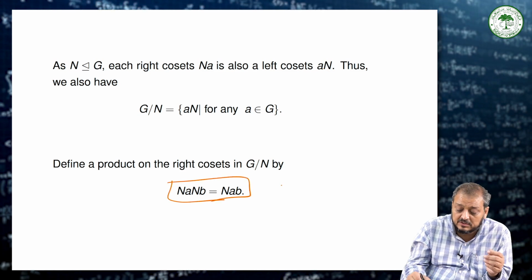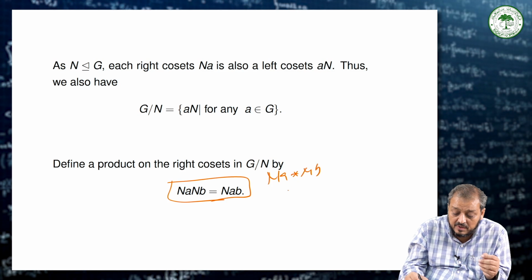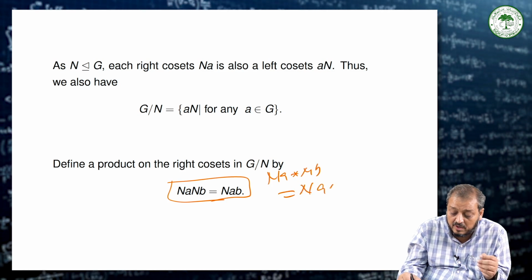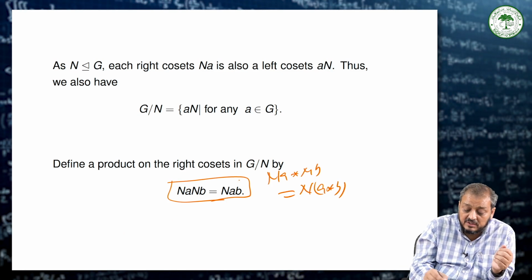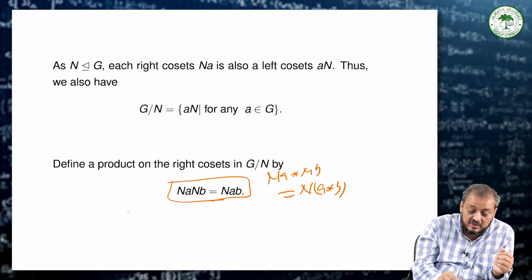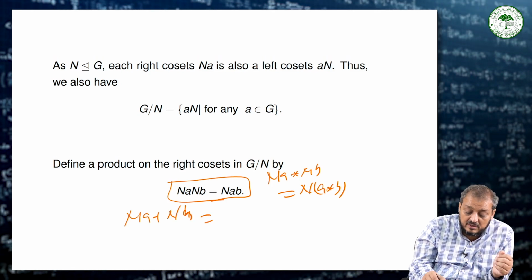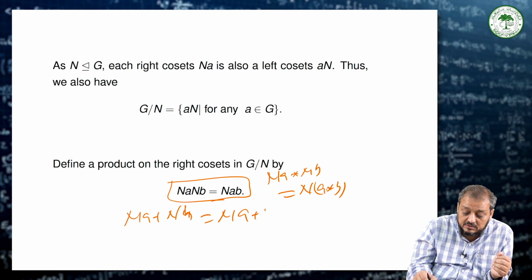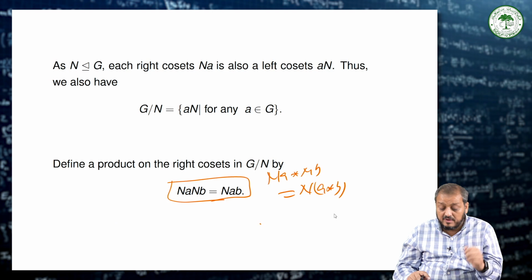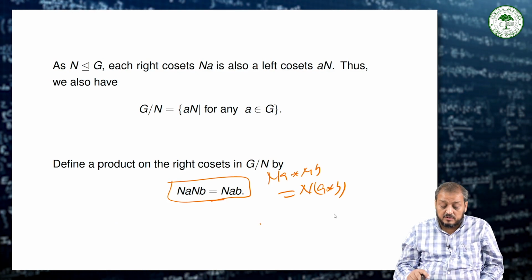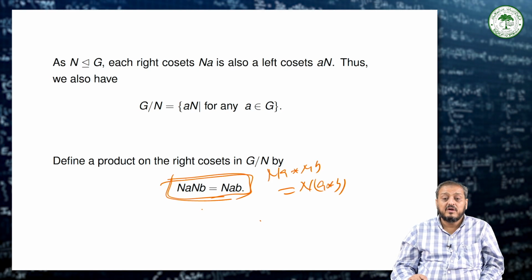Actually, the binary operation means that Na times Nb is the same as N of (a operation b). If we have addition, then Na plus Nb is N of (a plus b). This is the form we have to define.